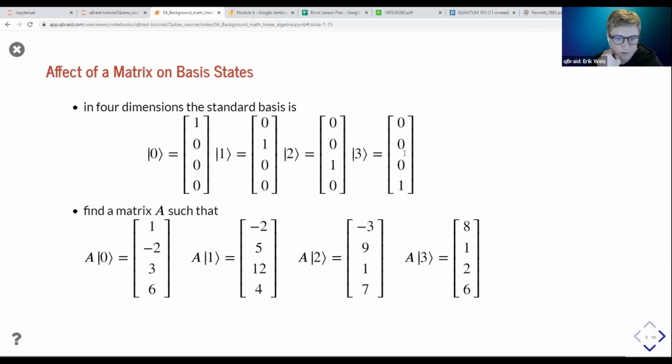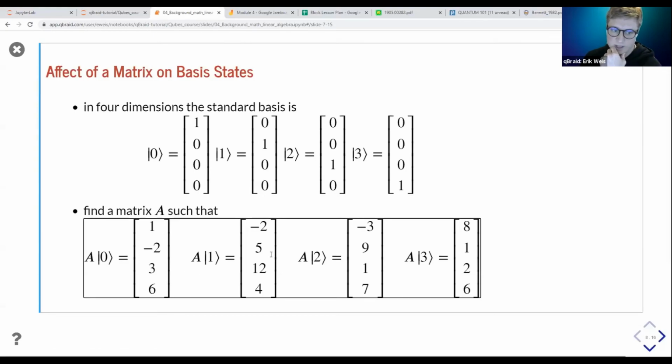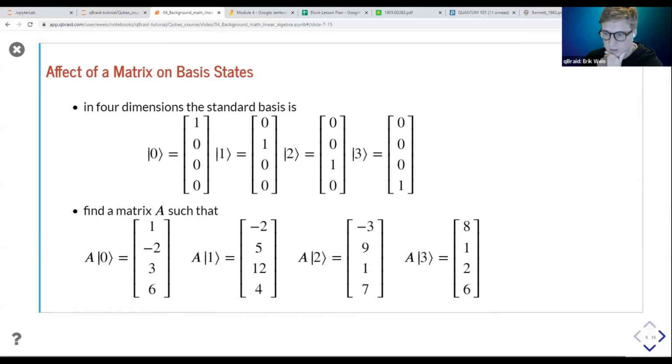You'll see that this is a pretty useful notation in quantum computing, so it'll be useful to get used to it. So we have this basis in 4 dimensions, and we want to apply a general matrix A. In this case, A is a 4x4 matrix, and we want to apply that to the basis states. And suppose when we do that, we get these 4 vectors. How would we build a linear transformation? What would the matrix look like such that when you apply it to the 0 basis state, you get this vector, when you apply it to the 1 basis state, you get this vector, etc.? You can type your thoughts into the chat. Let me know what you think.